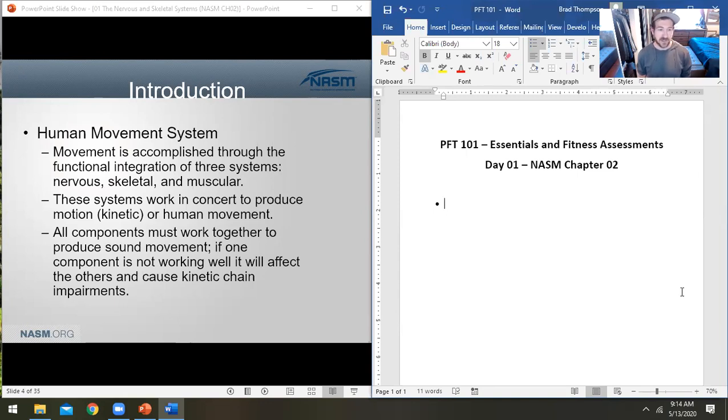So those systems obviously work together. Again, it's called the kinetic chain for a reason. If one link of that chain is out of whack, it's going to affect the other links, right? If your nervous system cannot effectively control your muscular system, then your muscular system is just going to pull any which way. That will move your skeletal system, and now the whole thing is out of whack. Your skeletal system can't move properly, which means your muscular system can't control it the way it wants to, and your nervous system has to find a new way to get the job done. So it goes in all different directions there. All components must work together to produce sound movement. If one is not working, it will affect the others.